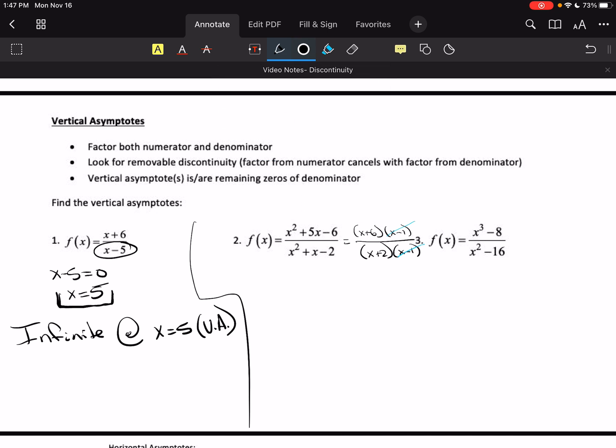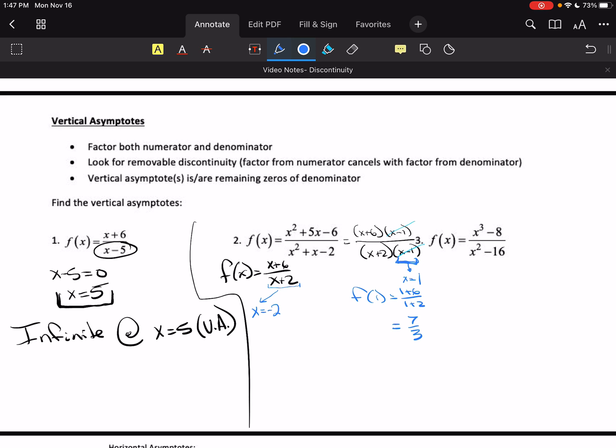So my new function after I cancel is x plus 6 over x plus 2. So my denominator equaling 0, that would give me x equals negative 2. So that's going to be my infinite discontinuity. Now we need to figure out my removable. So that's going to give me x equaling 1. Plugging in 1 to the factored function, I would have f of 1, 1 plus 6 over 1 plus 2. So I get 7 over 3.